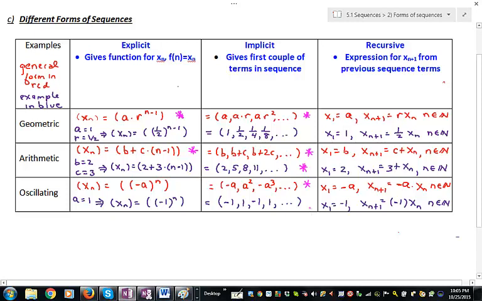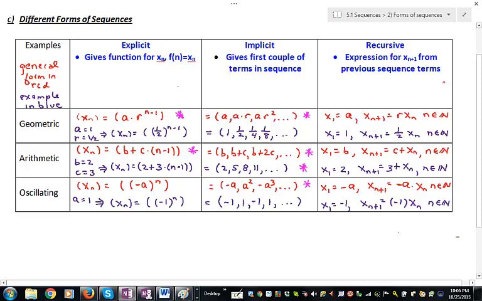For the arithmetic, the recursive form would be, we have to specify the first term in the sequence, that would be our base b, and we'd say that we get successive terms, the x_{n+1} term, by adding c to the nth term. And again, for that specific example, the recursive form of the sequence would look as shown. For the oscillating, we would say that the first term was -a, and we got the (n+1)th term by multiplying the nth term by -a. And again, if we look at the example, we would get something as shown.